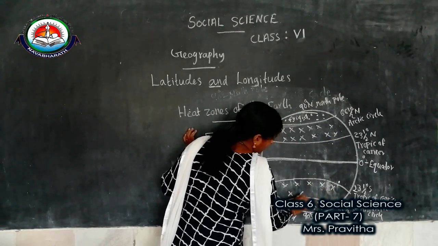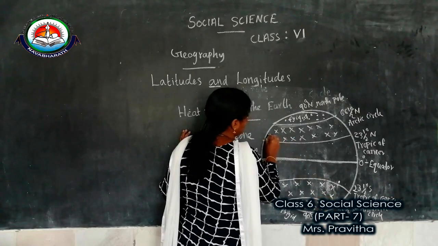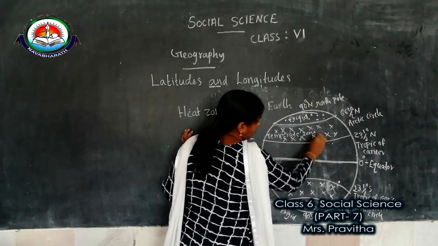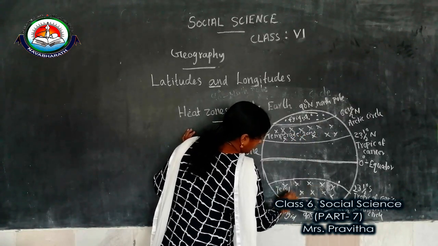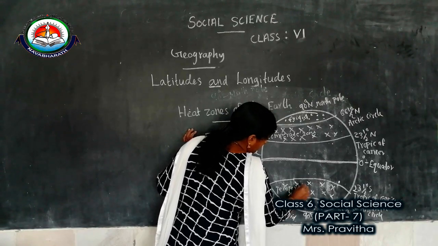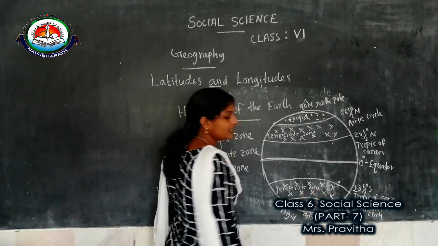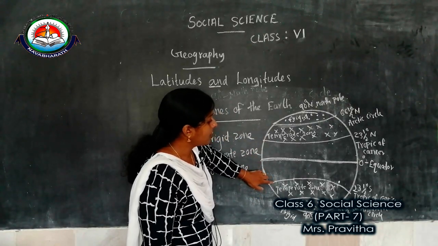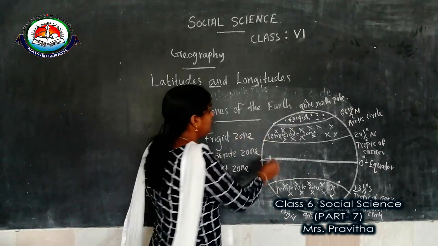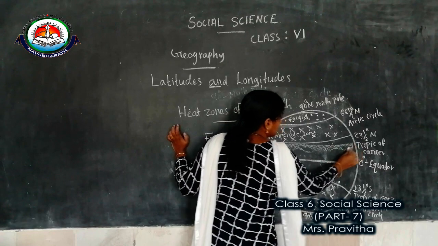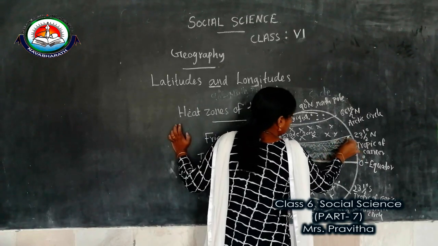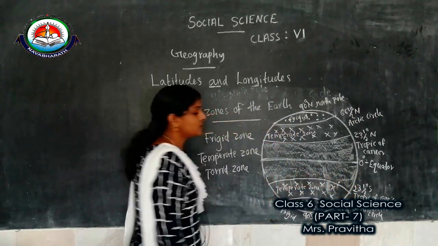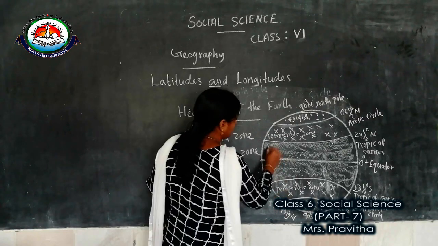I think children you got it. This region is called the temperate zone. Both sides have a frigid zone and a temperate zone. Clear children? Now this area between the Tropic of Capricorn and the Tropic of Cancer will get maximum heat. Sunlight falls directly on this region, so it is known as the torrid zone.